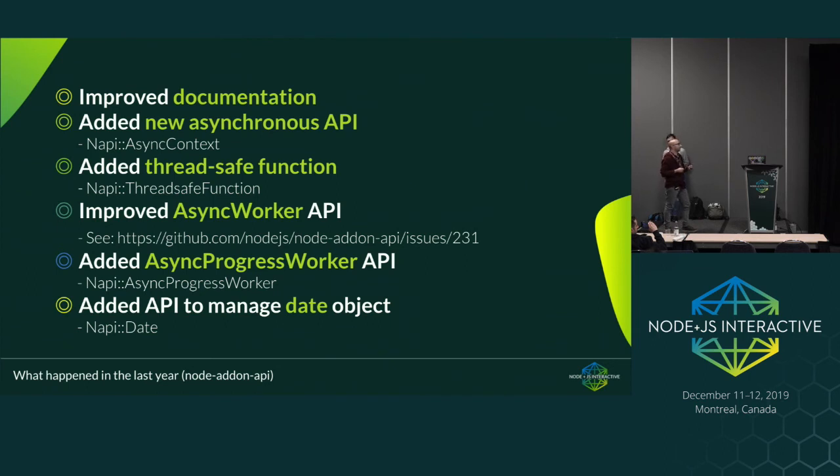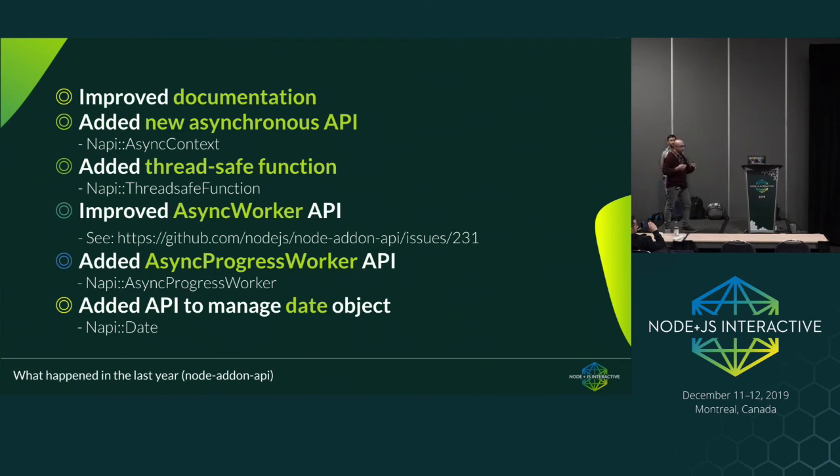We started from the documentation, then we added new asynchronous API and thread-safe function wrapper. Thanks to feedback that we received from other developers, we worked a lot on the async worker API. And if you are curious, you can see all what we did on the issue reported in the slide.